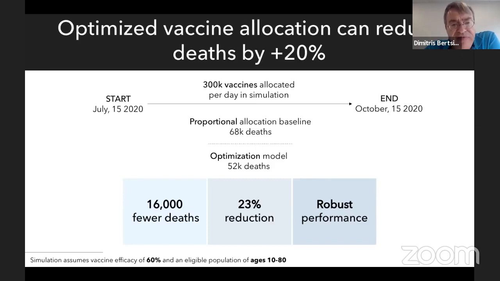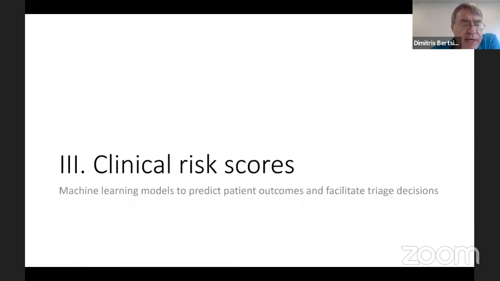Given that in the audience there are also people who might represent the government, I would say that thinking about how to optimally allocate vaccines, especially in the beginning, when they might not be in fantastically high availability, might actually save significant lives. That's my key message on the second part of my presentation.